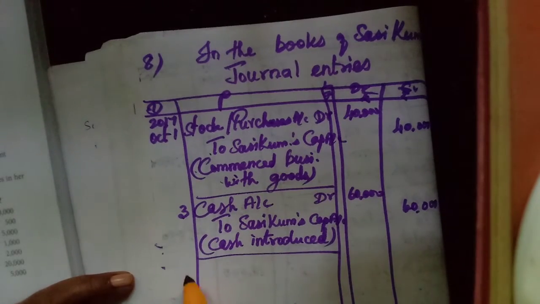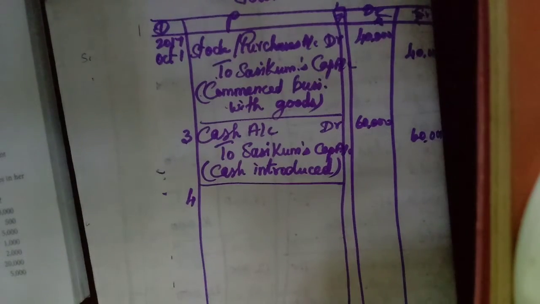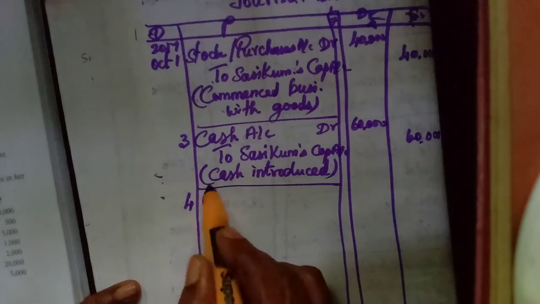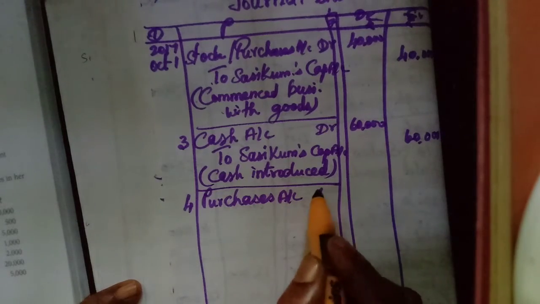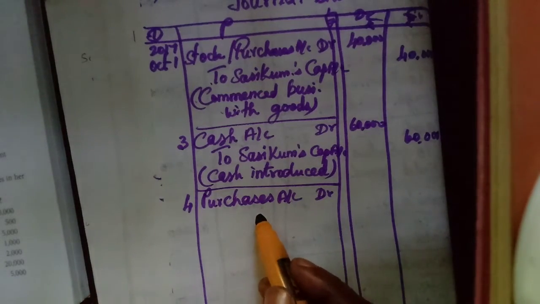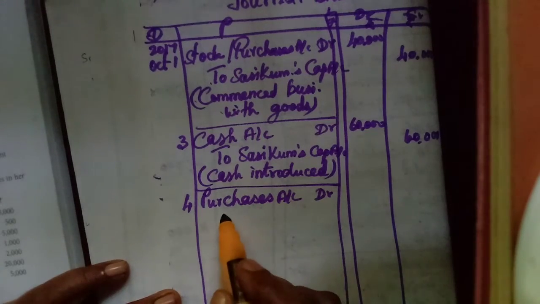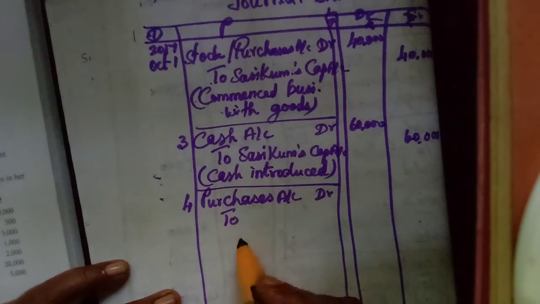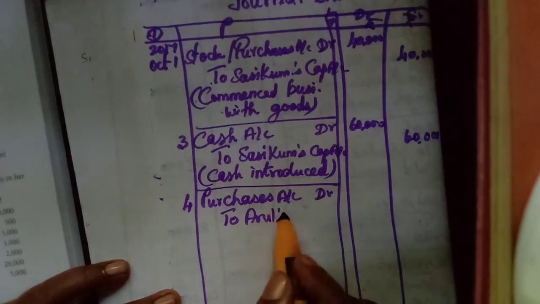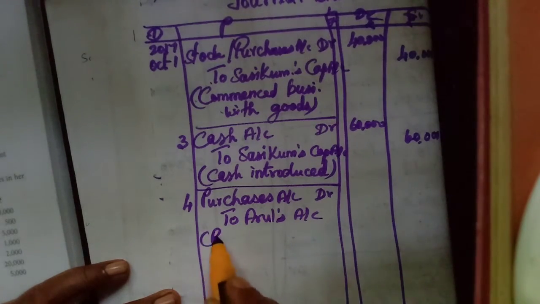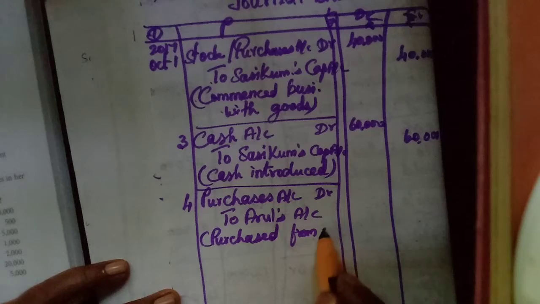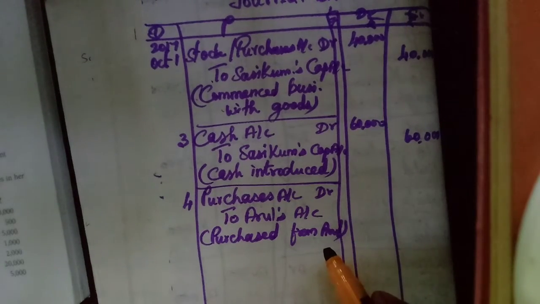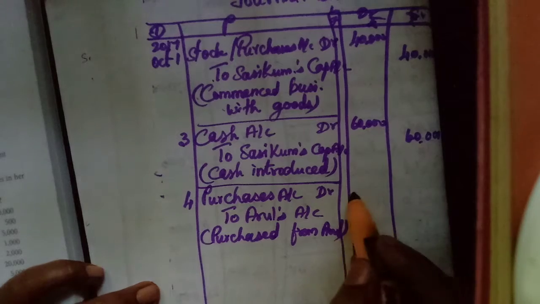Okay, then next date 4. Purchased goods from Arul on credit. So purchases always debit, you should know. When we purchase, it is debit only, since it is an expense or the goods coming inside. Then credit, we should write the giver. To Arul's account. Purchased from Arul. Okay. 70,000.